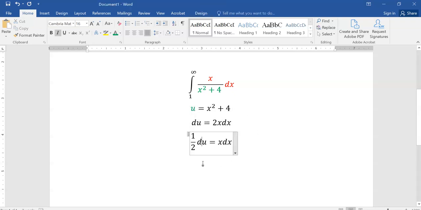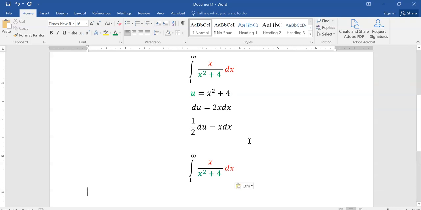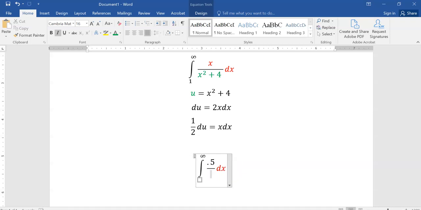Okay, and so when I go to integrate, we're going to be integrating. By the way, it actually does not start at 1 anymore, because when x is 1, u is actually 5, so technically it starts at 5, but that's not the big deal. The big deal is that we get 1/2 over u du.